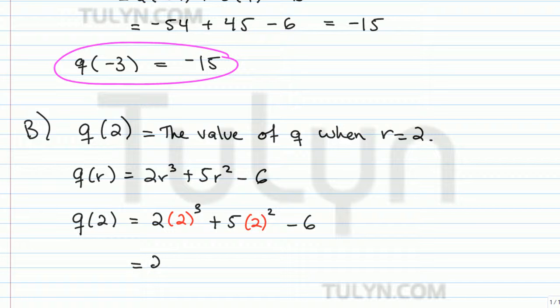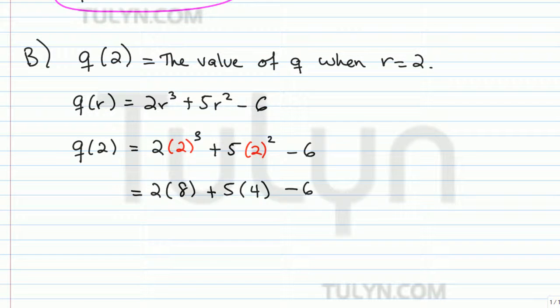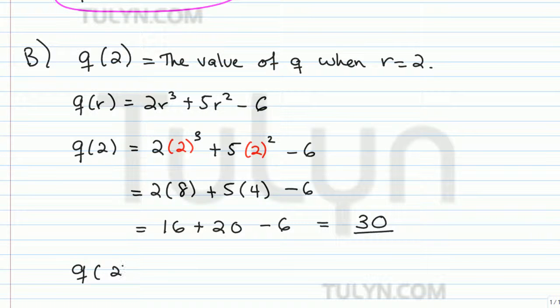So now let's evaluate. This becomes 2 times 2 cubed, which is 8, plus 5 times 2 squared, which is 4, minus 6. Simplifying it further, we get 16 plus 20 minus 6, and then adding these all together, we get 30. So q of 2, which is the value of q when r is equal to 2, is equal to 30.